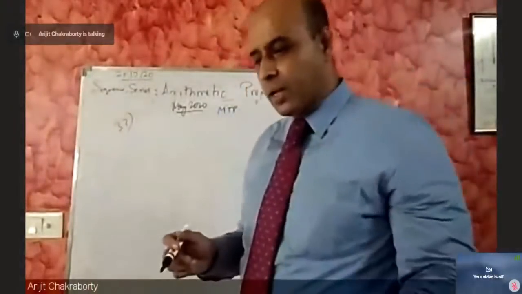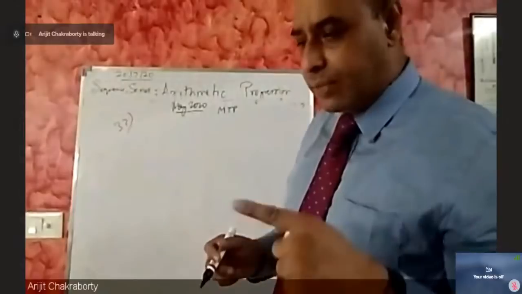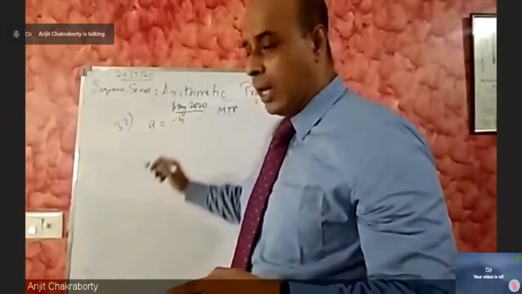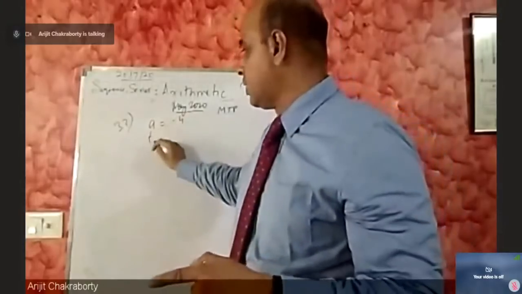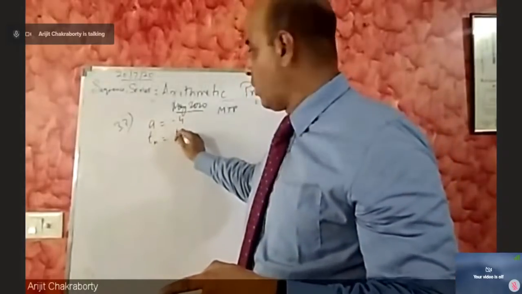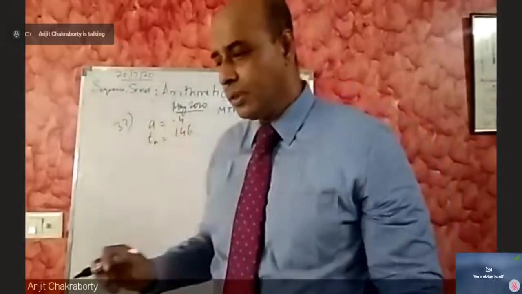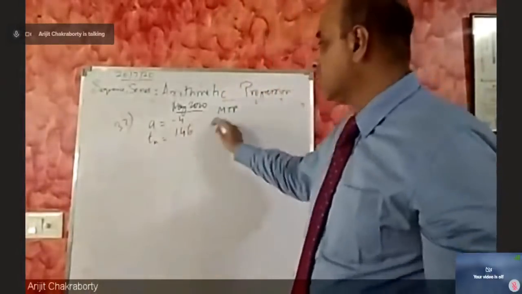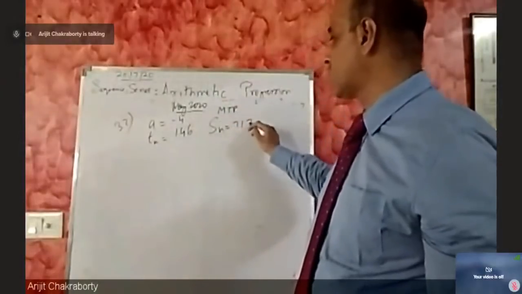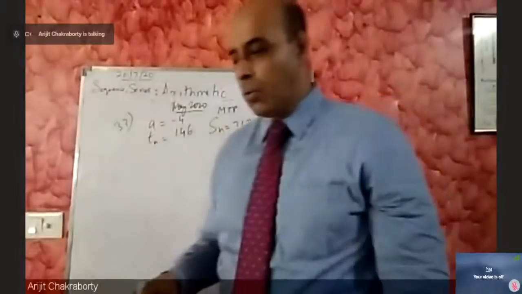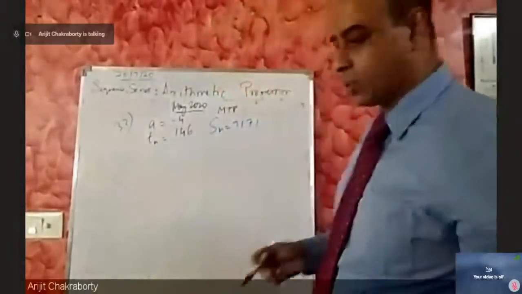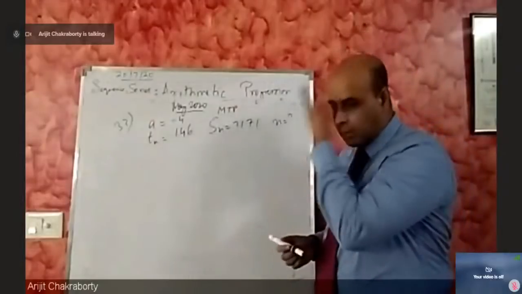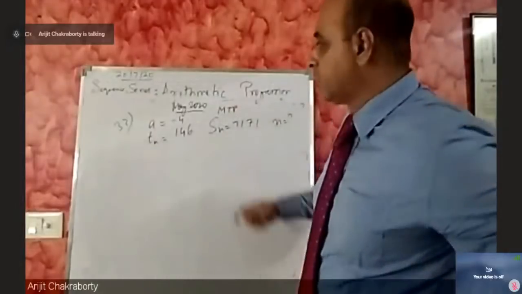The first and the last term of an AP are given. First term A is given as minus 4 and the last term Tn is given as 146. The sum of the terms is 7171, so Sn equal to 7171. What is n equal to? We don't know n, we have to find it out. So let's see the problem. This has come in the May 2020 MTP.